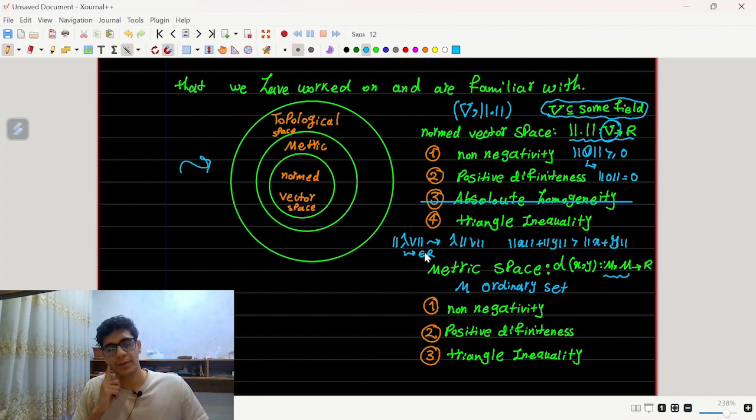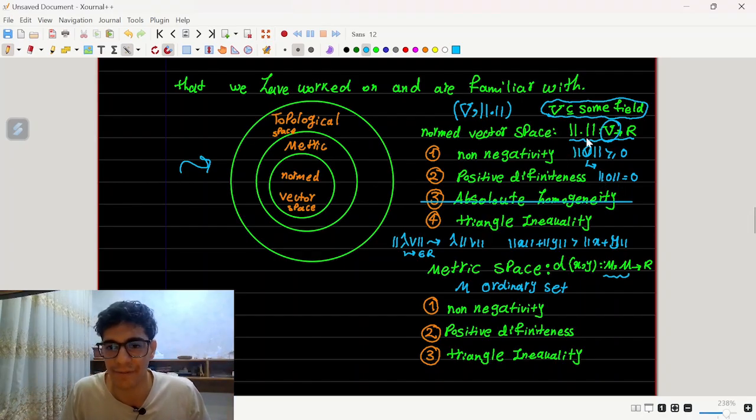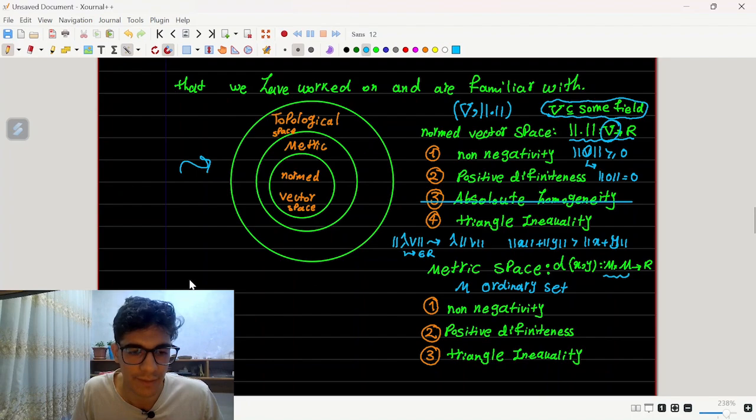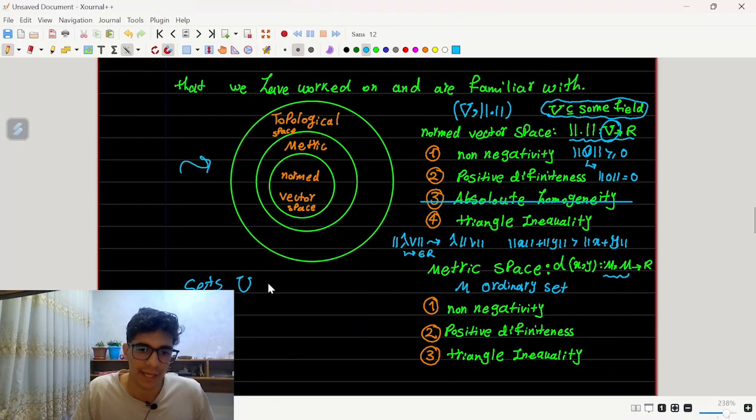And the thing is, topological spaces are really general in the sense that they don't have non-negativity, they don't have positive definiteness. In fact, they don't even have a function. They are not spaces equipped with functions. And the way we work with them is just using sets, and the operations between them are just union and intersection.